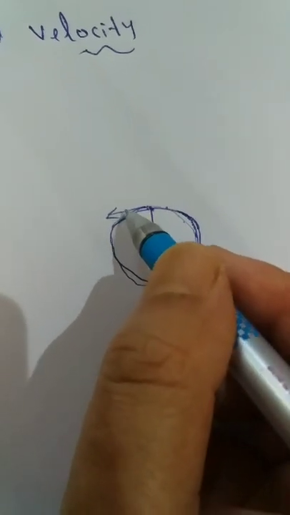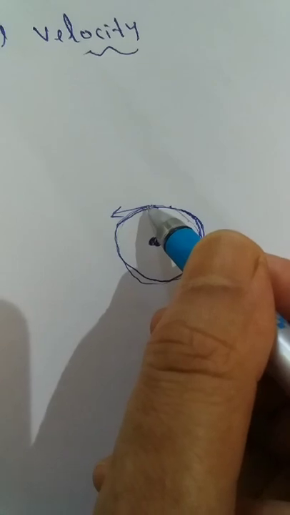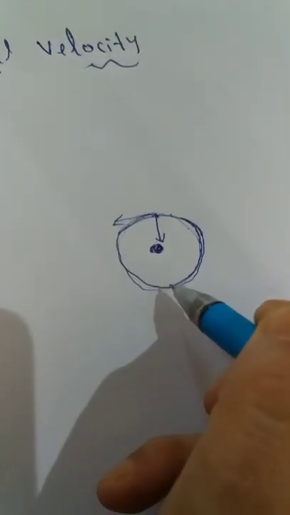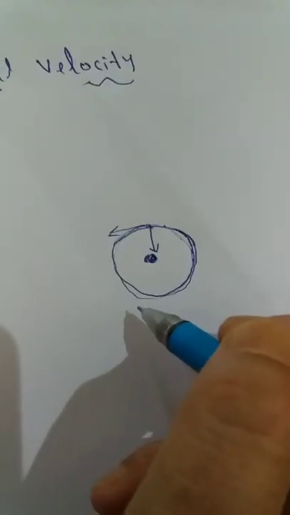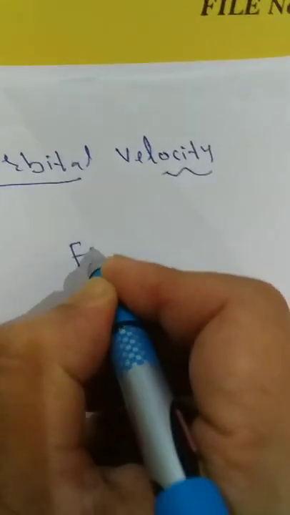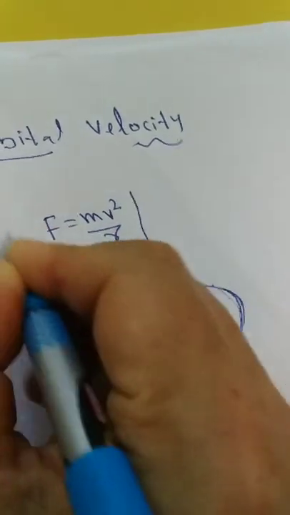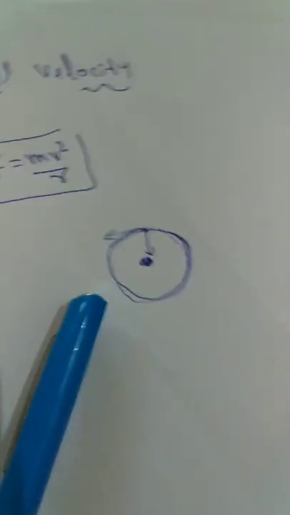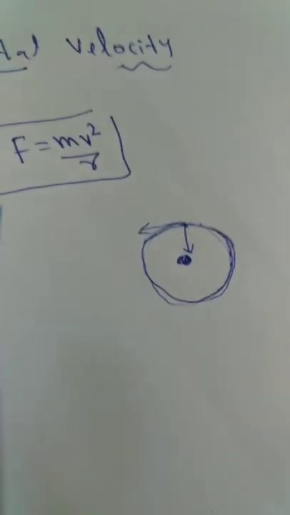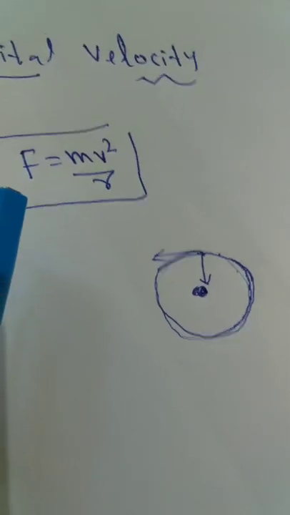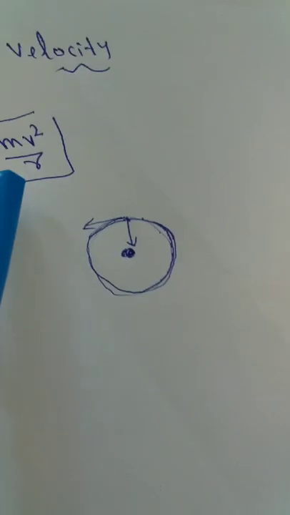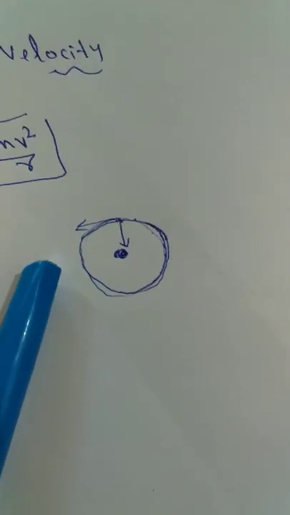But the force required to move an object in a circular path, if you remember the previous slide, is called centripetal force. We know that F is equal to mv square divided by r. We have derived this expression. Any object which tries to move in a circular path requires a force. That force is called centripetal force, and this force is mv square divided by r.